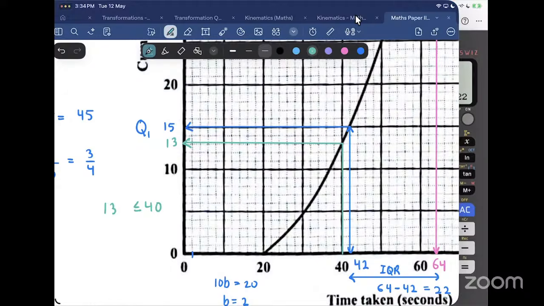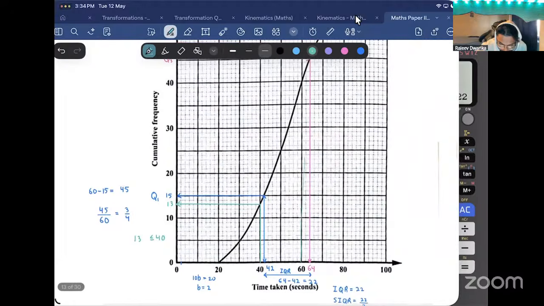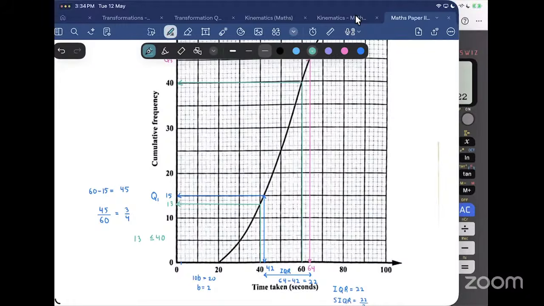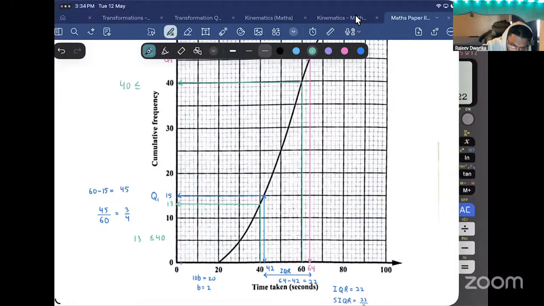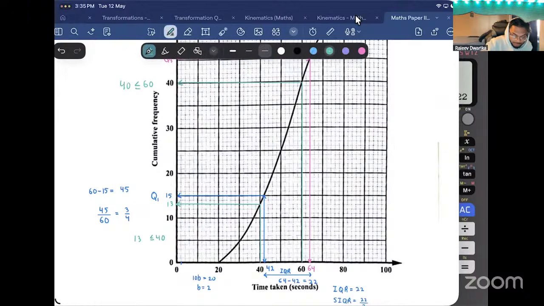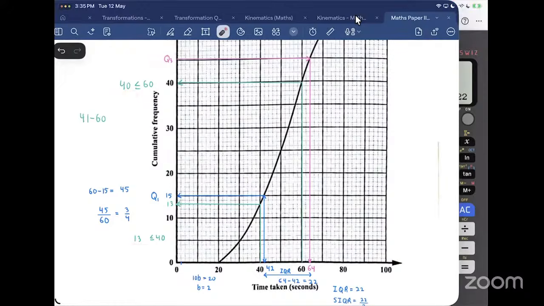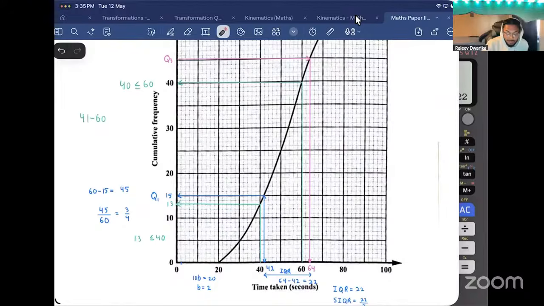Yes, sir. Right. So let me find how many students took 60 or less. 40. So 40 students took less than or equal to 60. So if I want to find 41 to 60, what will I do with the 40 and the 13? Minus? Add minus. Let me explain why.